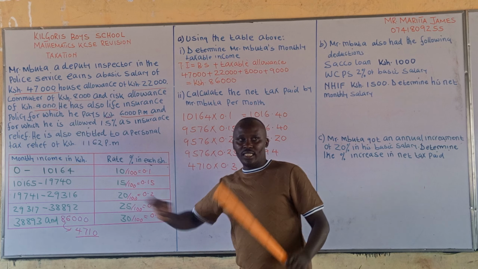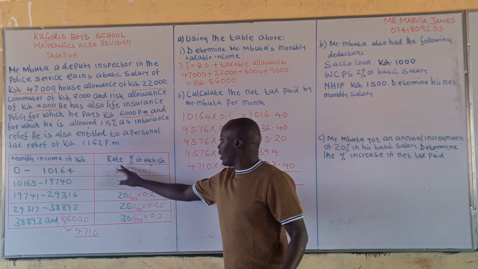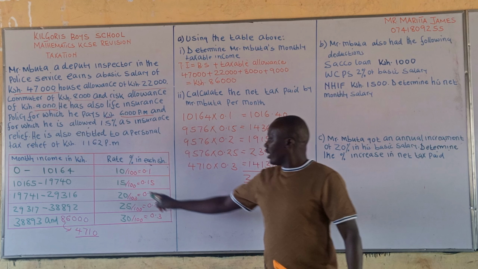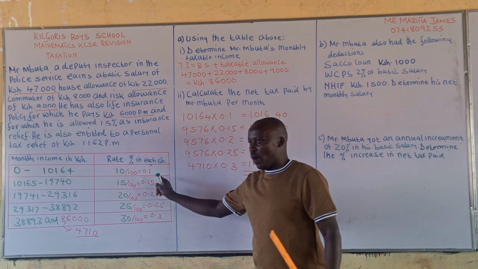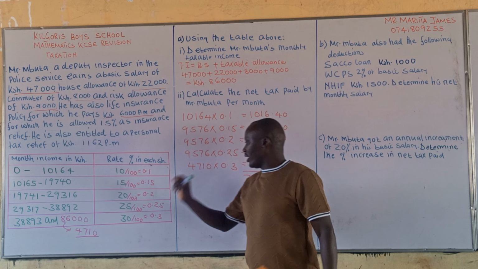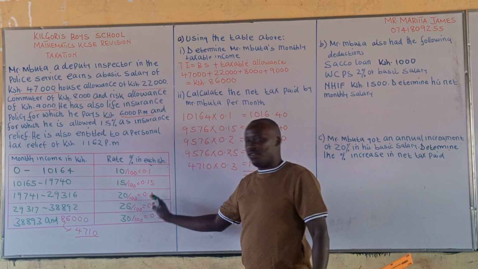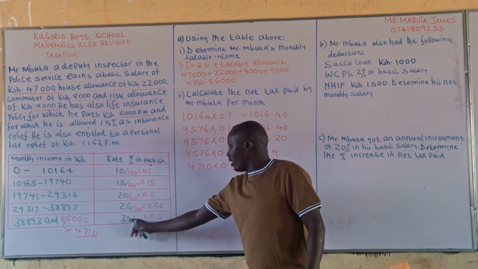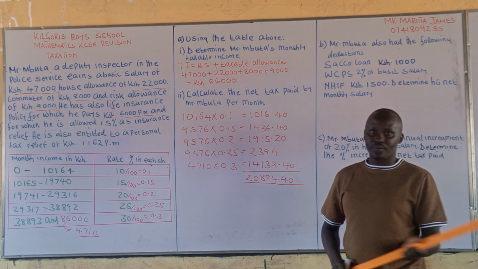Because the rate is given in terms of percentage, we can convert: 10 over 100 gives us 0.1. Then 15 over 100 is equivalent to 0.15, 20 over 100 is equivalent to 0.2, 25 over 100 is equivalent to 0.25, and finally 30 over 100 is equivalent to 0.3.